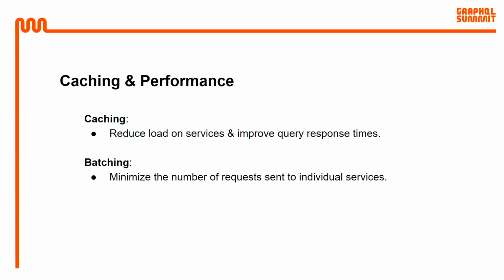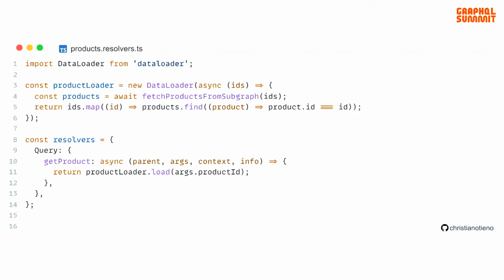So leverage batching techniques to minimize the quantity of requests sent to individual services. Here we can employ tools such as data loaders from Apollo Server to simplify the implementation of these practices. Again, just another example of how you can use data loader.